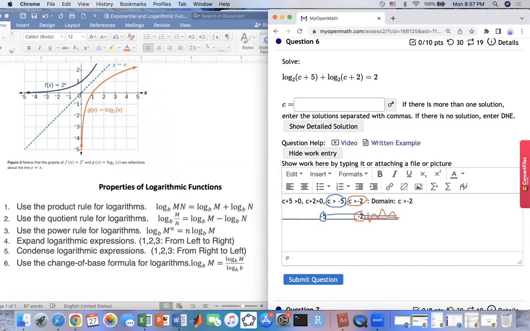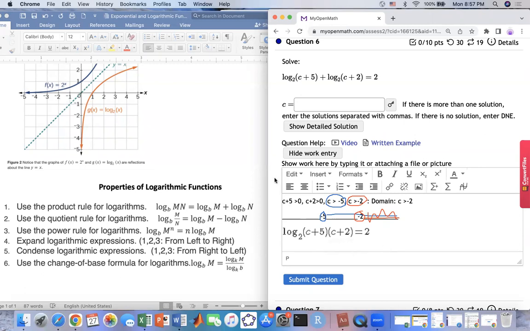I'm going to write log base 2 of, so instead of writing two logs, I just write one, and I multiply these two together. So it's c + 5 and then c + 2 together, and this whole thing is equal to, let me rewrite it nicely for you to see first. Okay.